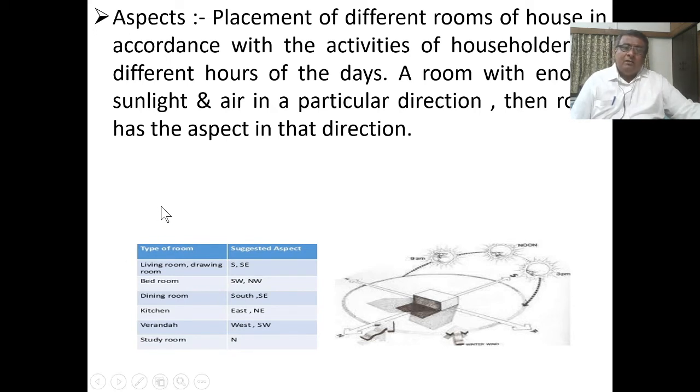Now, aspects. Placement of different rooms of a house in accordance with the activities of householders in different hours of the day. A room with enough sunlight and air in a particular direction has the aspect in that direction. So we have to place the rooms of the house according to their activities in different hours of the day.